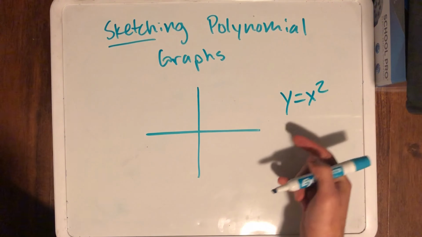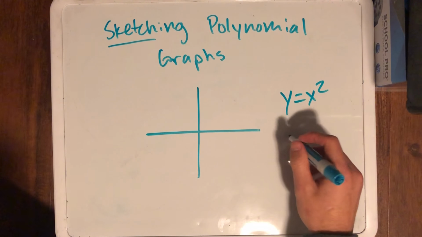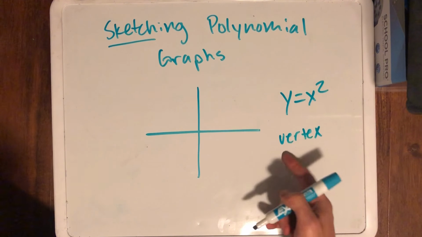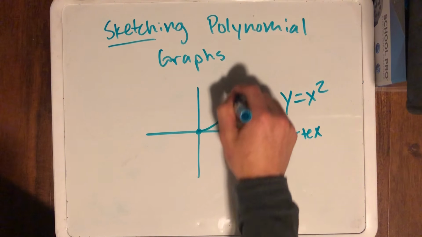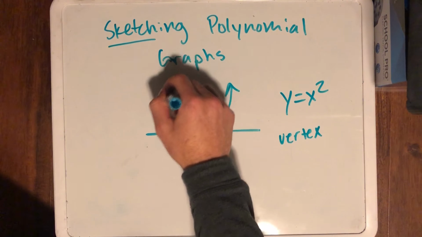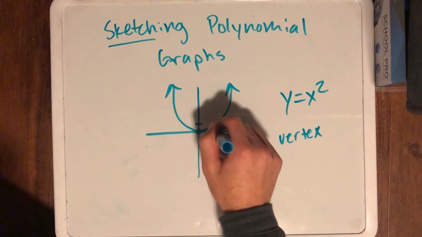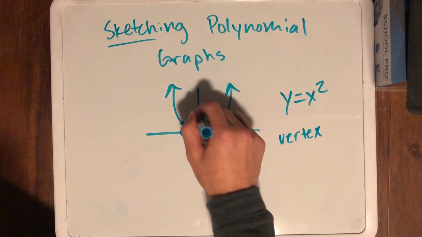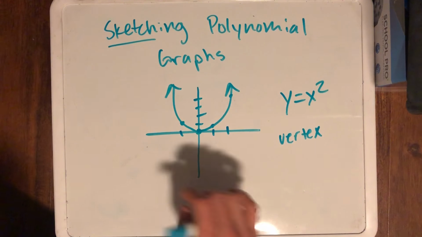So say I asked you to graph y equals x squared, and I wanted you to have an accurate vertex. Well, the vertex of x squared is just at the origin, so you could put a dot there, and then you're just doing the general shape of a parabola. So you don't need any tick marks to say that this is (1, 1) or that this is (2, 4) or anything like that. You can just do the general shape.